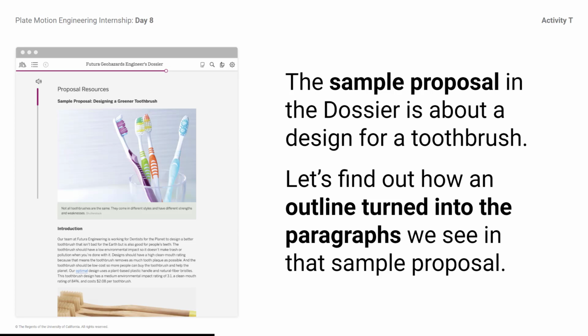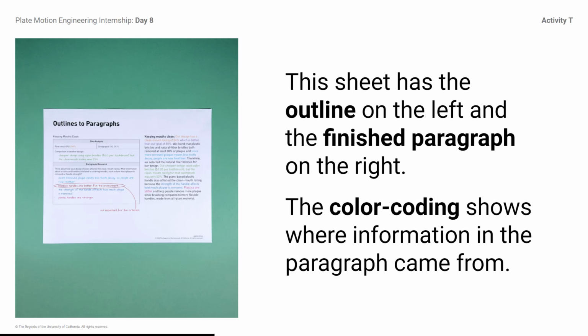The sample proposal in the dossier is about a design for a toothbrush. Let's find out how an outline turned into the paragraphs we see in the sample proposal. This example is the same one Hannah described in the scientific communication video from her intern days. This sheet has the outline on the left and the finished paragraph on the right. The color coding shows where information in the paragraph came from. Students view the outlines to paragraph sheet.